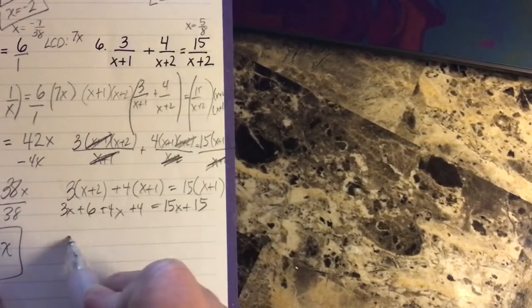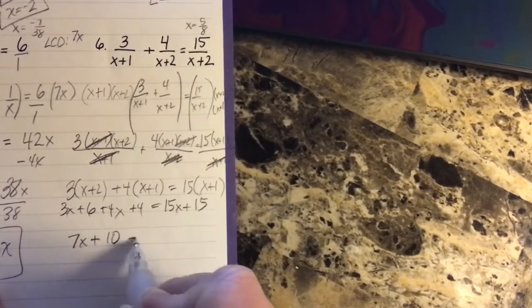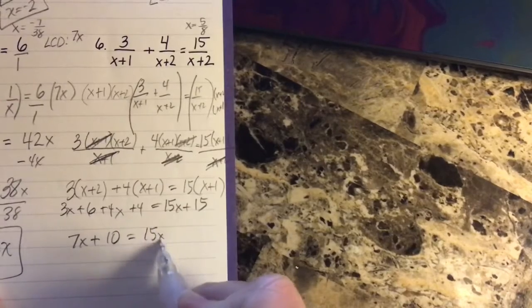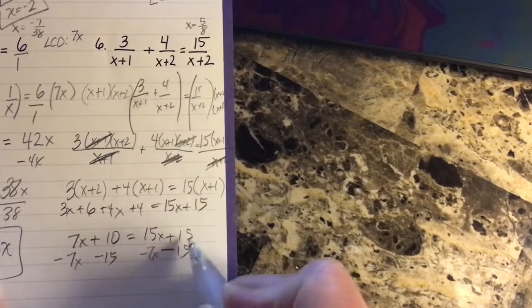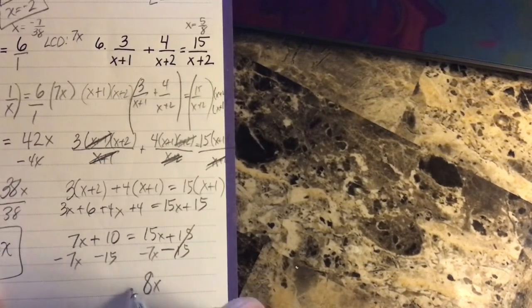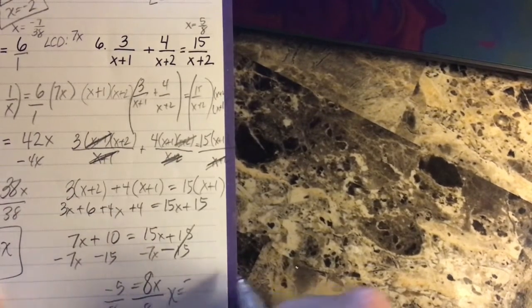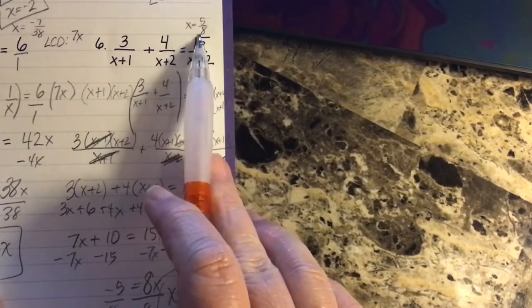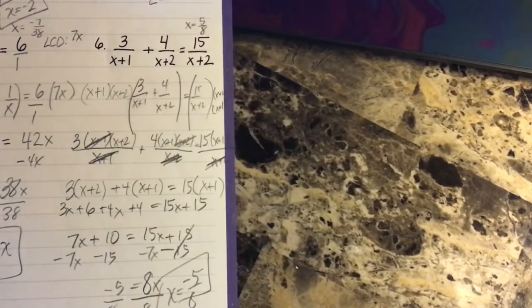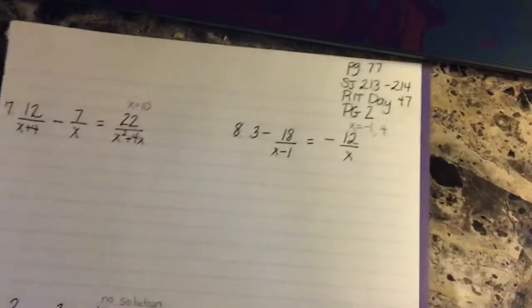Combine like terms on the left. I'm going to subtract 15 and subtract 7x. That leaves me 8x on the right and negative 5 on the left. So x is going to equal negative 5/8. And that's what it says up here that I should get for the answer. So that is correct. Moving on to number 7.